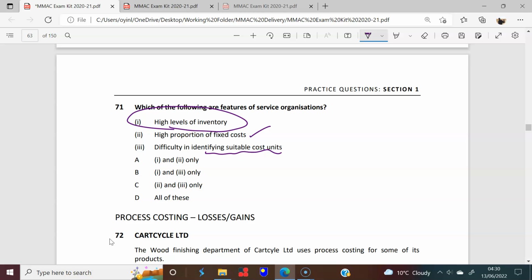It can be difficult because you're not selling a tangible product. You're selling an intangible. Imagine you're at the passport office or the post office. How do you identify what a cost unit is given the individuality of the needs? So definitely 2 and 3 ring true. Definitely 1 is not, so this cancels out all of these automatically. Because 1 is untrue, it's 2 and 3. And so that brings us to the end of that set of questions.